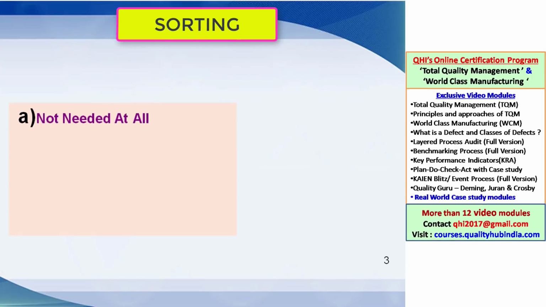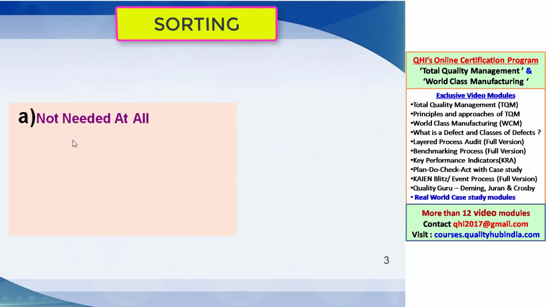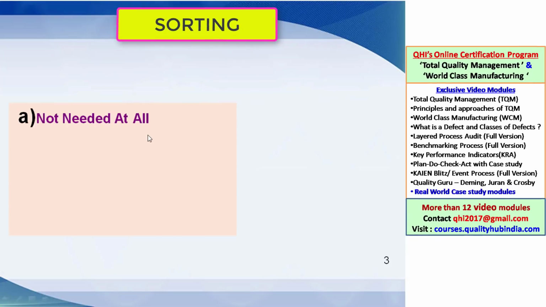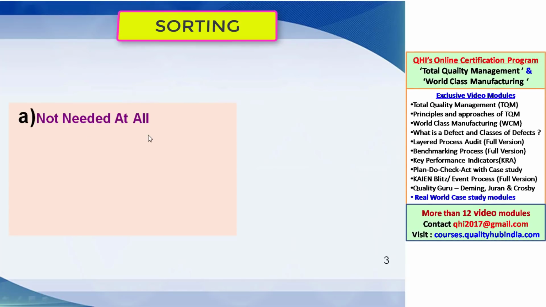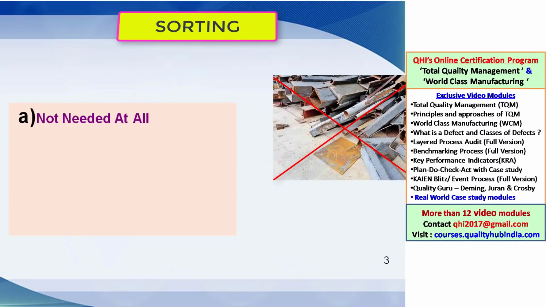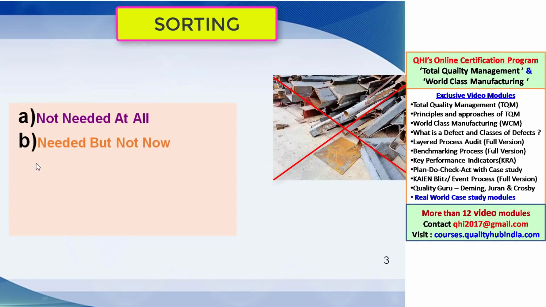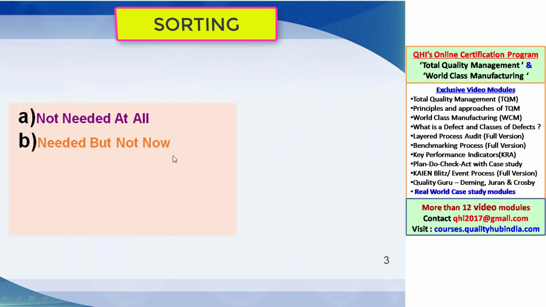Friends, our first S is sorting. In sorting, we have 4 ways of managing sorting. The first one is not needed at all. That means we discard or remove all the materials which are not needed at all, which are either rejected or obsolete in nature. The second is needed but not now.